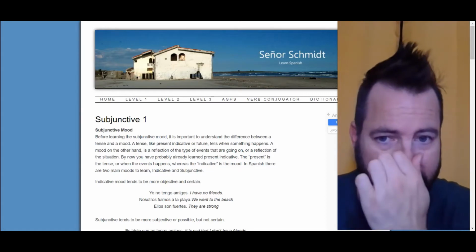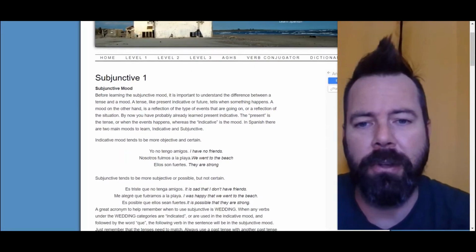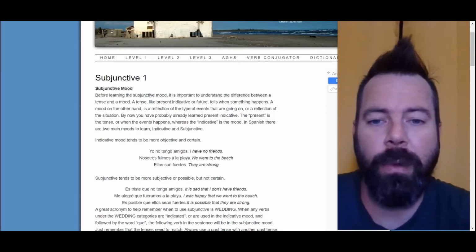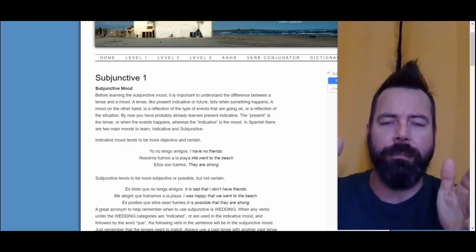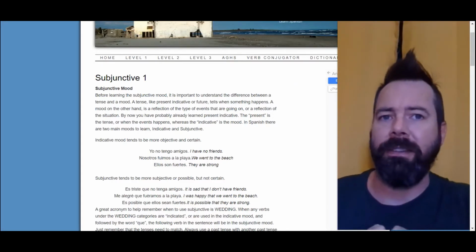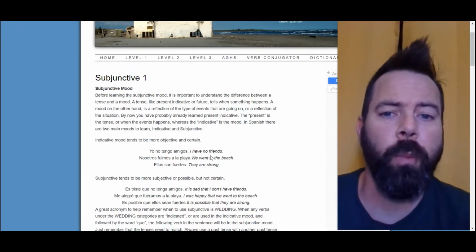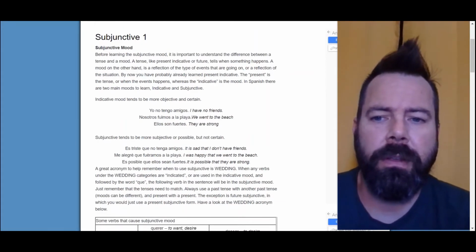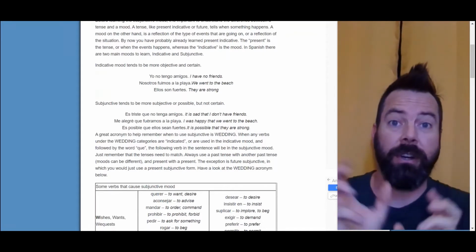Like I said, indicative is more objective and certain. So things like this: no tengo amigos. That's sad. I have no friends. Nosotros fuimos a la playa. We went to the beach. Ellos son fuertes. They are strong. It's all very simple, straightforward sentences. You also notice there's only one verb in these. So subjunctive is going to be more complex. It's going to have multiple verbs.